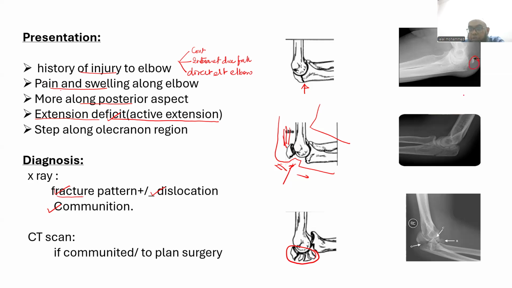Here you have the avulsion fracture. Here you have the transverse fracture or simple fracture. Here you have 1, 2, 3, 4 fragments. So if you suspect some injury to the distal end of the olecranon, or the fracture pattern is not obvious on X-ray due to some reason, then you need to do a CT scan before you plan surgery.